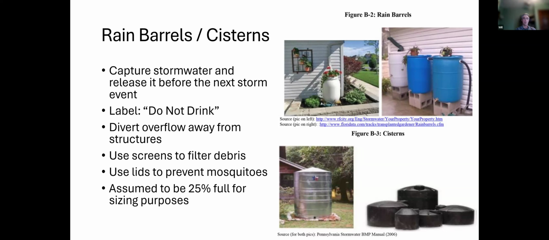And you'll see when we go over the sizing spreadsheets that we're assuming that they're 25% full, right? Ideally, you would empty them after each rain event, so that the full capacity is available for the next rain event. But we know that people go on vacations and things like that, so we're assuming that they are essentially always 25% full.